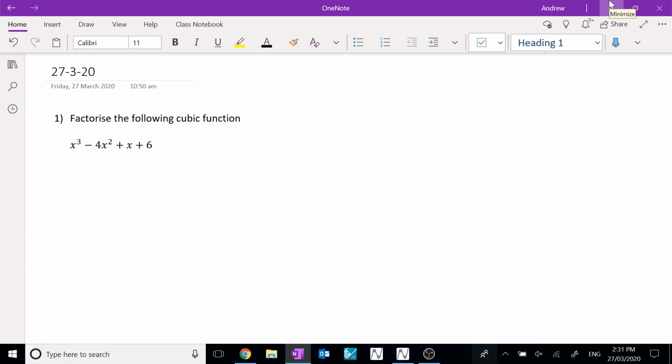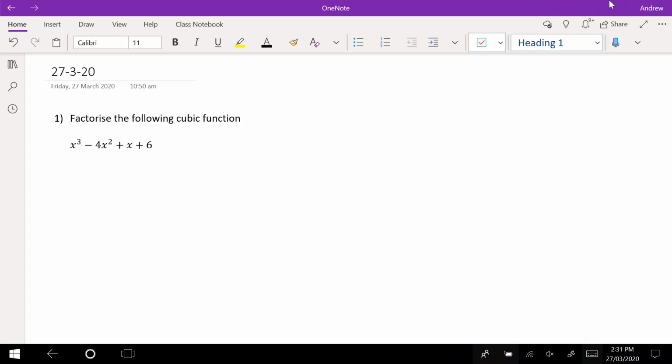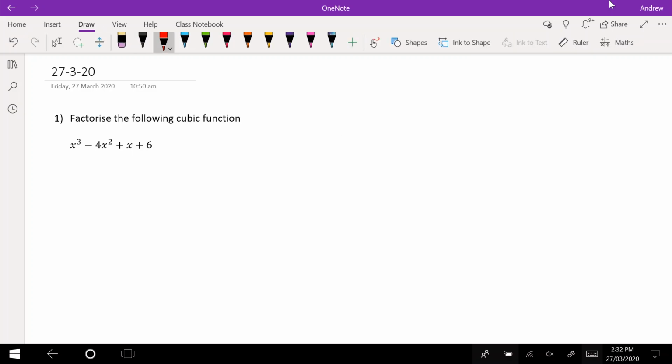We want to try and factorize the following cubic function, remembering how we did that a couple weeks ago, now that it's getting up to week 8. Remember we used the remainder theorem and the factor theorem, where we have a cubic in this form, we call this D, we call that A, and we only want to check factors of D divided by A, which is going to be 6 divided by 1, which is equal to 6. So we only want to try factors of 6.